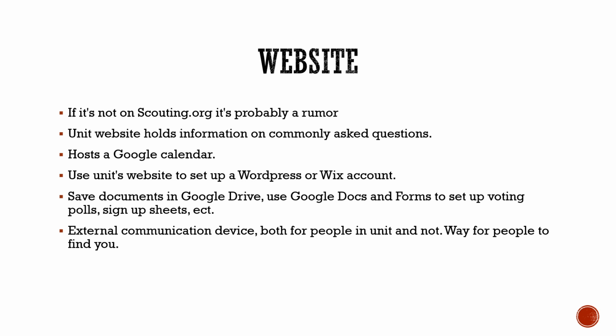External, have a way for people to find you. You want to be accessible to your parents. They should have access to some, either the pack email, or if you feel comfortable giving out your phone number. It depends. You have to judge that for your unit. But have a way for them to contact you, especially at a moment's notice if they need to.